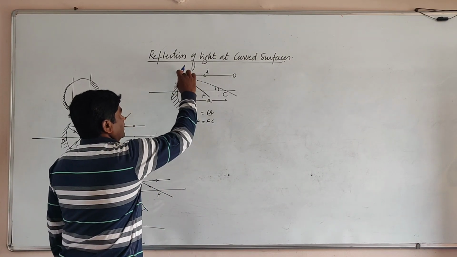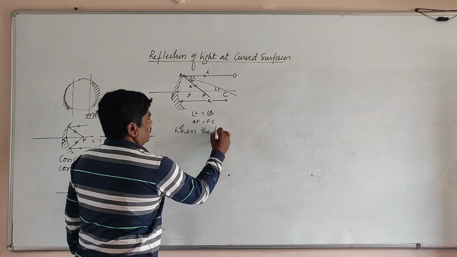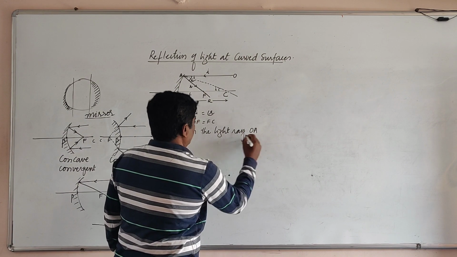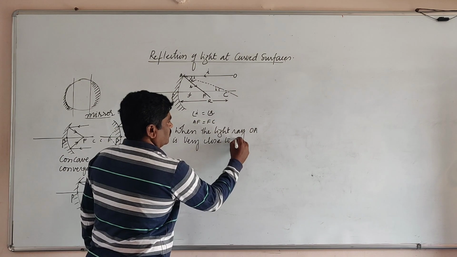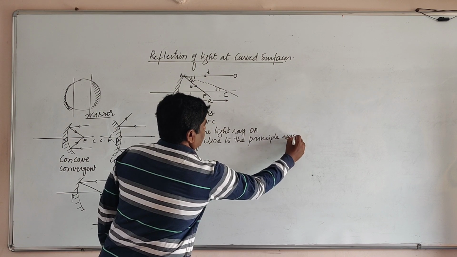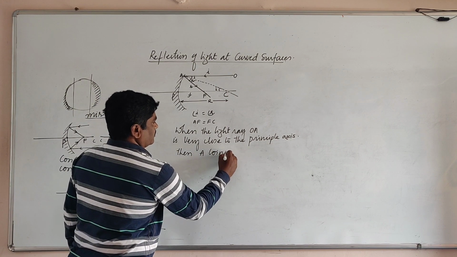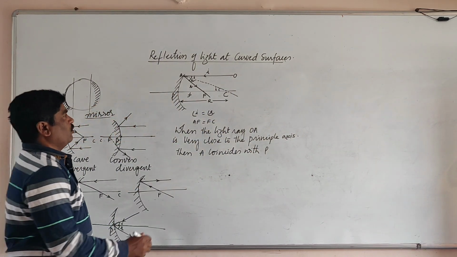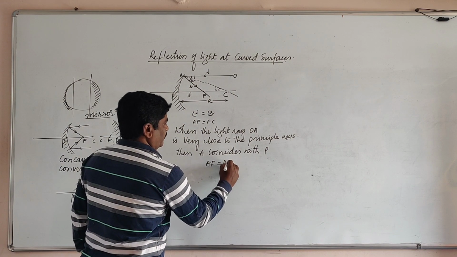But when the distance AP, when the light ray OA is very close to the principal axis, then A coincides with P. Therefore, what happened? AF becomes PF. So AF is nothing but PF, you can say.